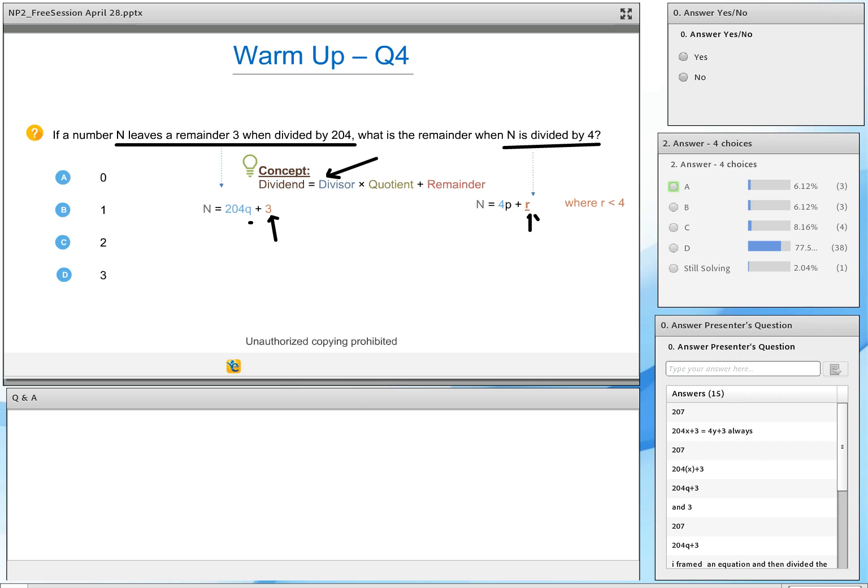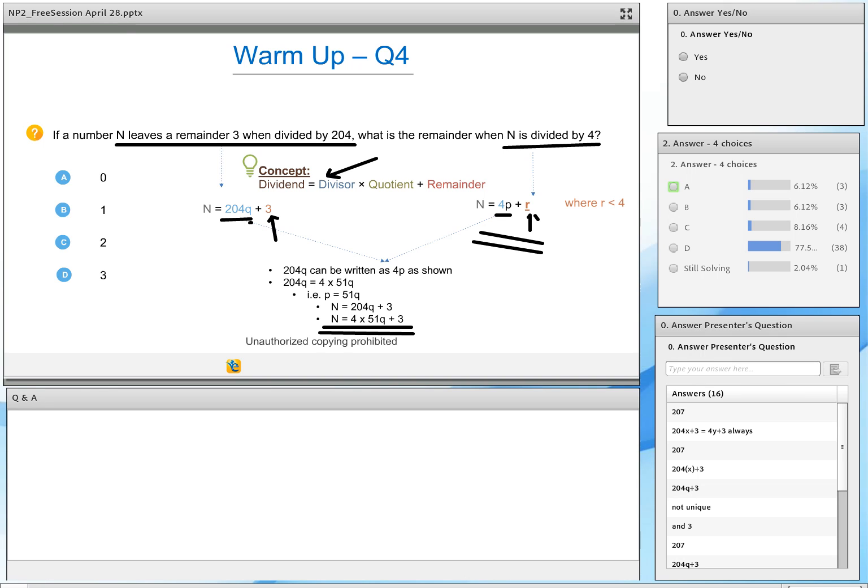Okay, now I simply have to apply my process skill of visualization, and I have to write 204q in terms of 4p. Okay, and that's what I'm able to do here. I know that 204q can be written as 4 into 51q, and when I do that, I basically get n is equal to 4 into 51q plus 3. Now I simply compare the terms in this equation with the terms present in this equation, and I can directly say that, okay, r is equal to 3.